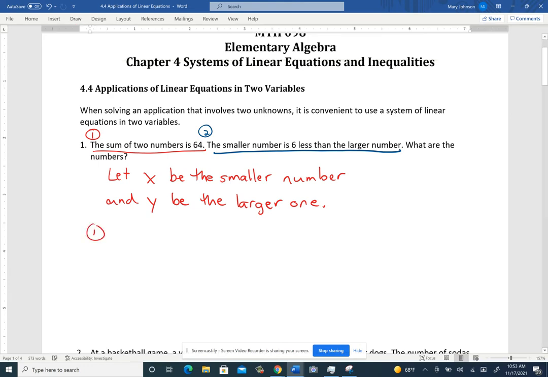I'm going to get for the first sentence. It says the sum of two numbers is 64. So see where the "is" is? That's going to be your equal sign. So we know equals 64. And we know sum means to add. So if we add the two numbers, we're supposed to get 64. So we can say x plus y equals 64.